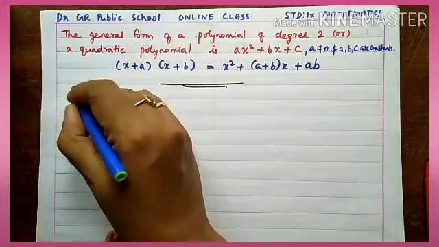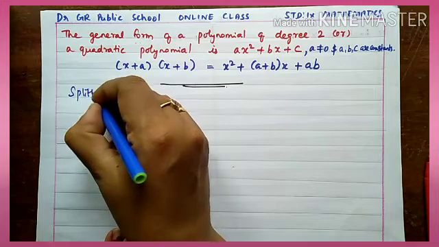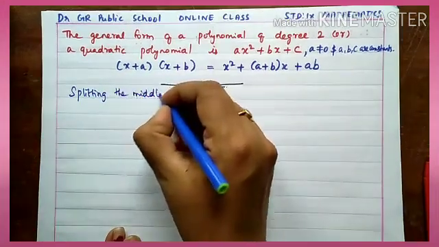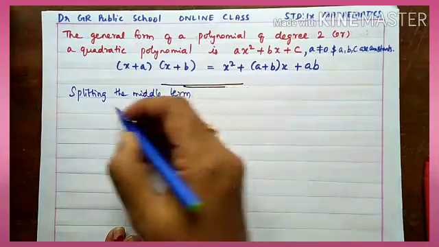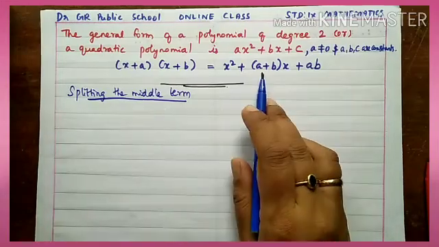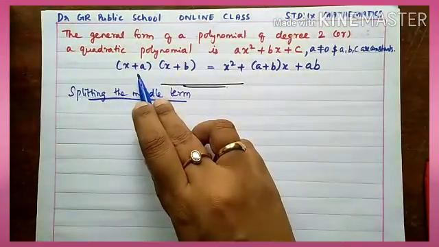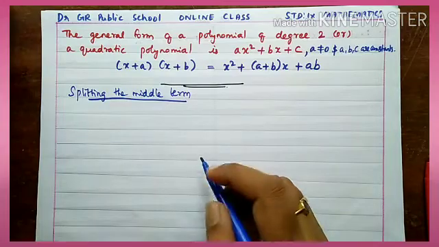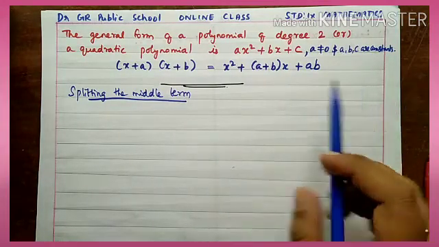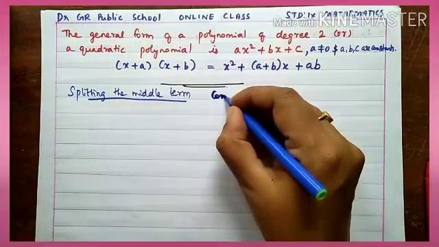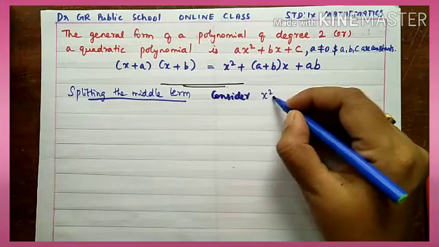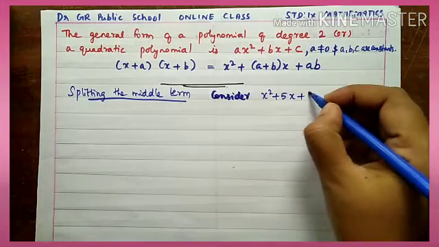It is called splitting the middle term. So how to split the middle term of the given polynomial and find out the factors x plus a into x plus b, only we are going to do now. For example, just I am telling you an example, consider x square plus 5x plus 6.